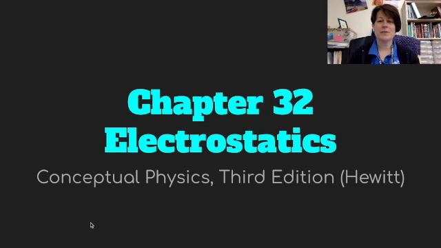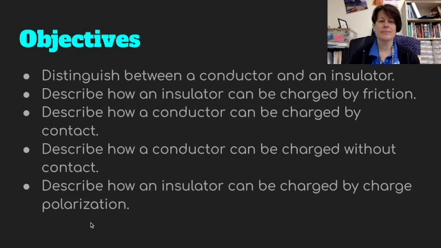Everybody, it's Mrs. Pound, and I am back with the last section for Chapter 32 on electrostatics. Our objectives for today's video are to distinguish between a conductor and an insulator, describe how an insulator can be charged by friction, describe how a conductor can be charged by contact, describe how a conductor can be charged without contact, and describe how an insulator can be charged by charge polarization.